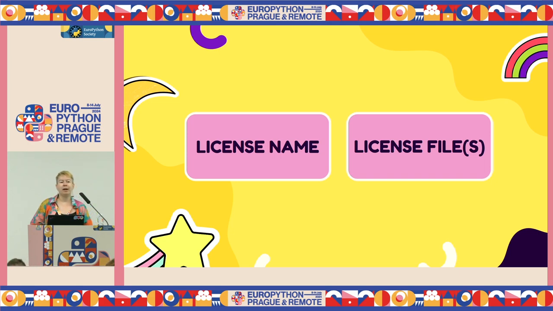So from Fedora's point of view, I need to locate the license file or files, depending on how many you've got there. I need to know exactly where they are in your distribution. And I need to know what is the name of the license. Two things, right? Easy, trivial, two things, nothing much.